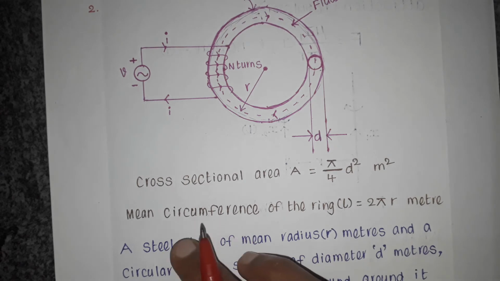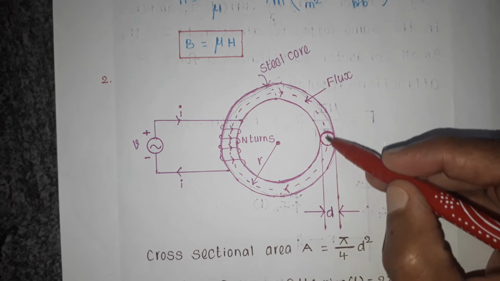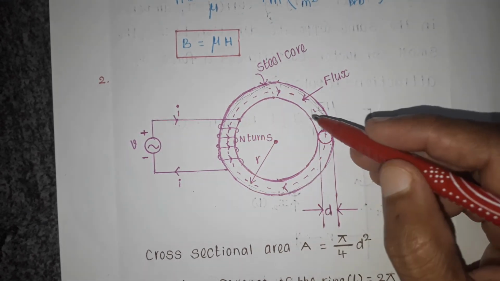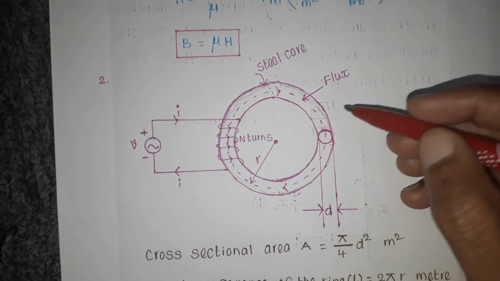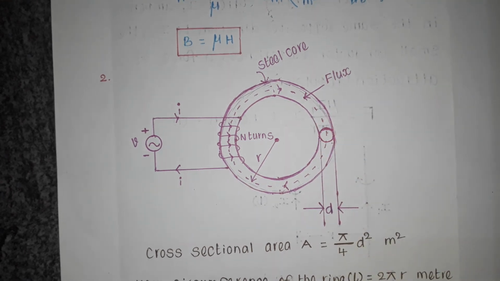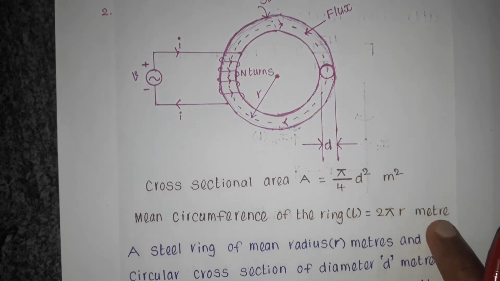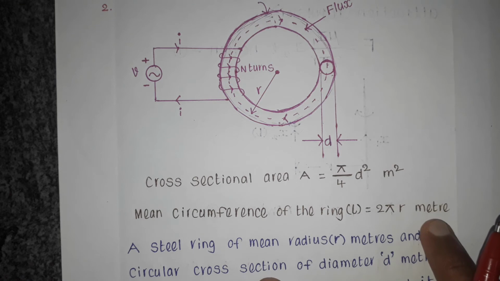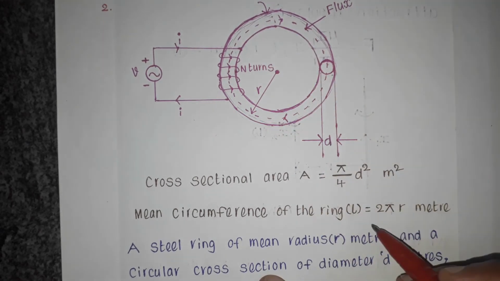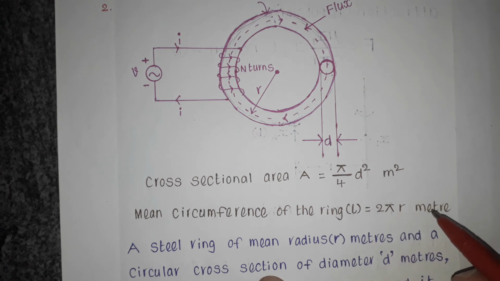Now the mean circumference of the ring, L. What is the mean circumference? It is in the form of a circle, so it is nothing but the circumference of the circle. So the circumference of the ring L equals 2 pi r meter, because that is the length, 2 pi r meter.